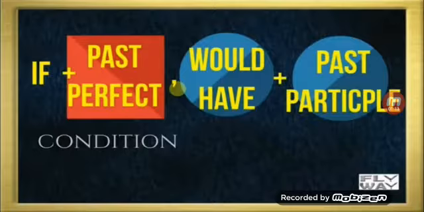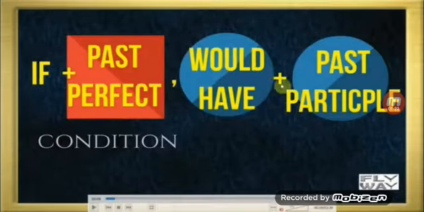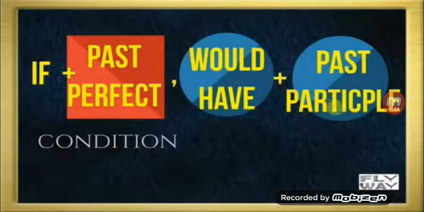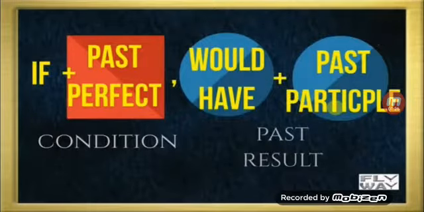Then we are going to use would have plus past participle of the verb, or the third form of the verb. This action, the last action, is the past result. So there are two actions after we use if to imagine something happened in the past.